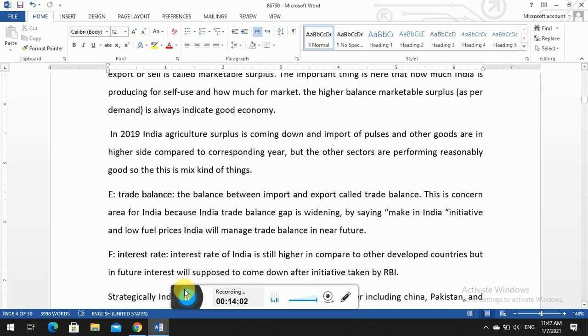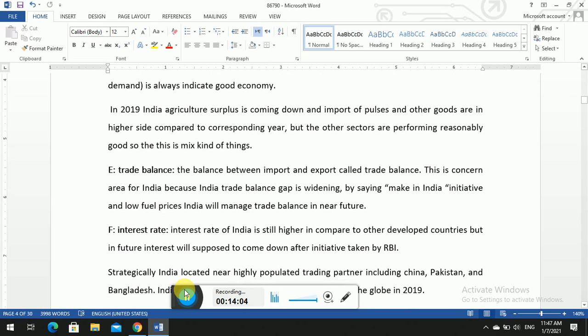Trade balance. The balance between import and export is called trade balance. So we all know the balance between export and import. For example, if you are importing $10 million and you are exporting $15 million, then the balance is 5 million, and that's good. But if your import is higher than your export, that's a negative trade balance. Positive and negative trade balance.